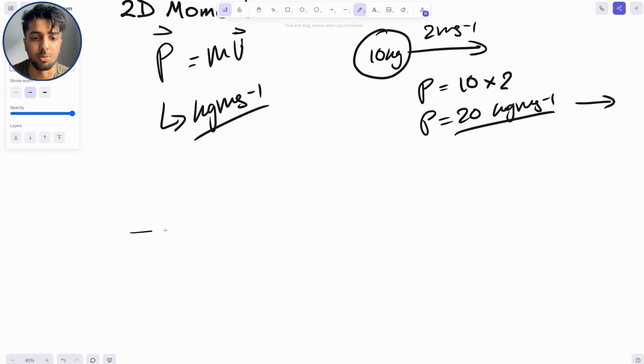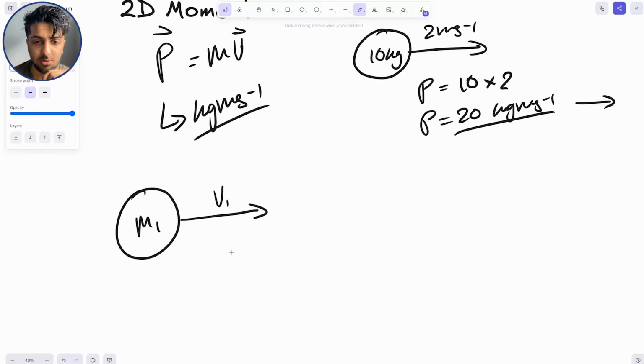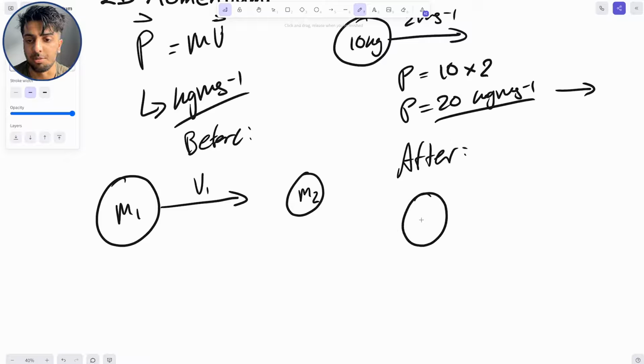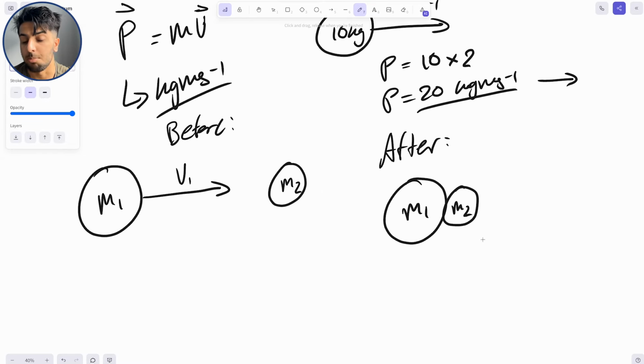When we mean one dimension, we only mean across the x-axis or across the y-axis, so either to the side or up. If we have a mass, let's call this m1, and it's moving at a velocity, let's call this v1, and we have m2, which is a stationary object. So this is before, right? And then after they collide, we have that same m1, and now it's combined with m2, so they've stuck together, and now they're going off at a velocity of v2, let's say.